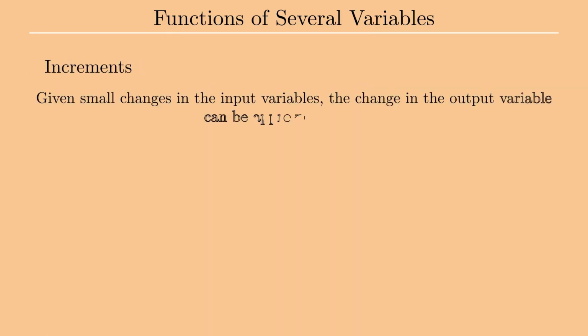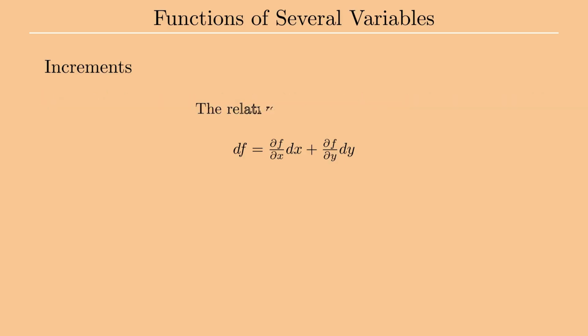Given small changes in the input variables, the change in the output variable can be approximated with df equals the partial derivative in terms of x times dx plus the partial derivative in terms of y times dy. By dividing both sides of this equation by the original function, we can calculate the relative increment of f, where dx over x and dy over y are the relative increments in the individual variables.